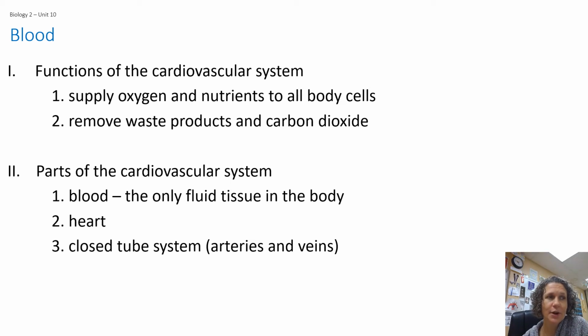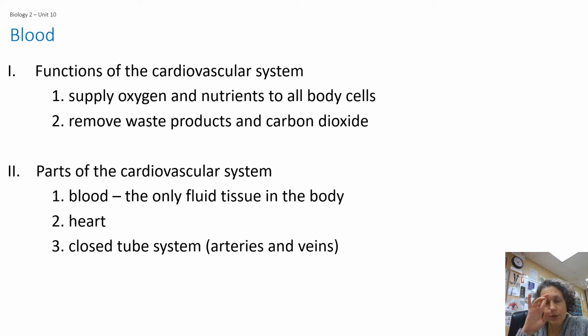Second semester, we are starting with the cardiovascular system, and I'm actually starting with blood because that's obviously a huge part of the cardiovascular system. So we're going to run through the components, kind of a little unit before we get to the heart and the veins and all that kind of stuff. Okay, so first off, just a little bit about the cardiovascular system.